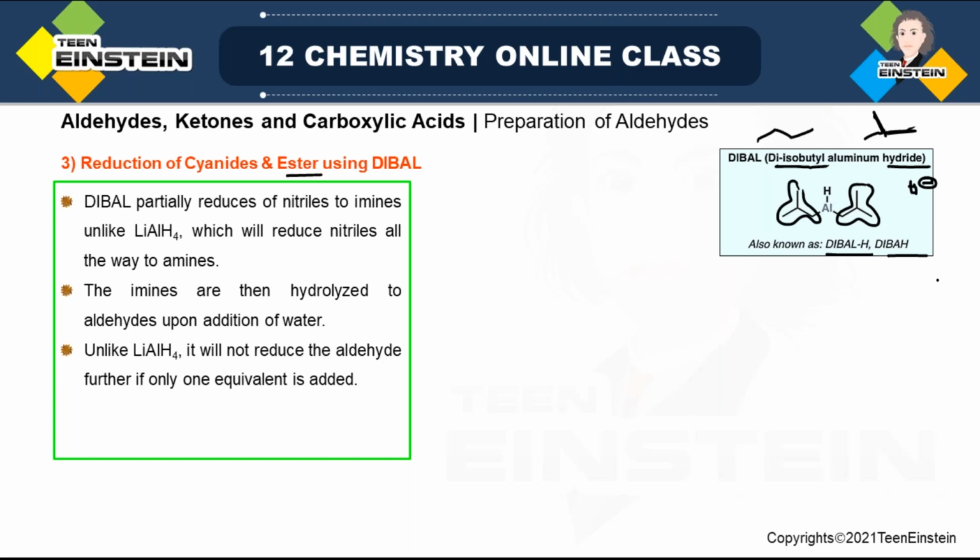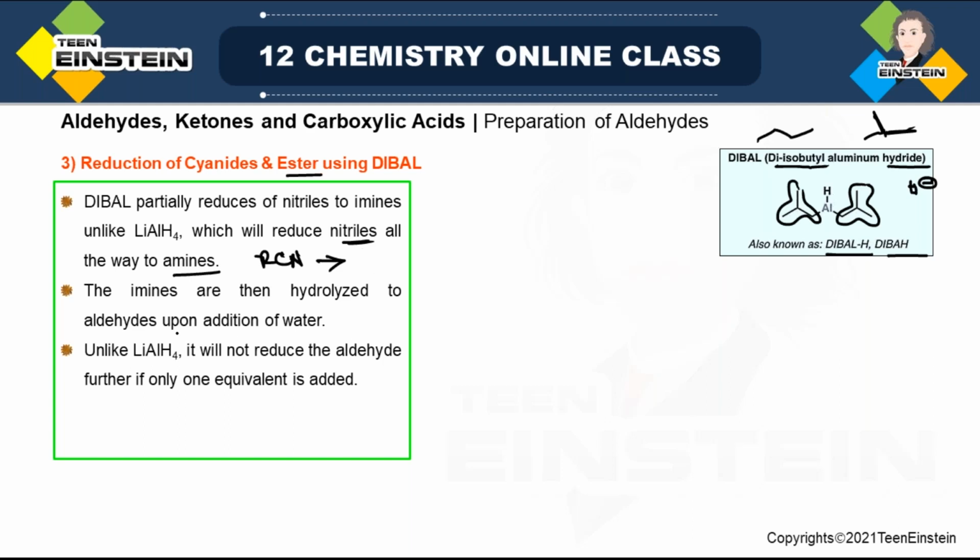Now, if you are thinking why we will use DIBAL, because there is another reagent, a very good reducing agent, lithium aluminium hydride. Why not use that? But the problem with lithium aluminium hydride is that its reducing capacity is so high, it will reduce nitrile all the way to amine. That is, nitrile is RCN, so it will end up with amine, but that we do not want. We want the reaction to stop at aldehyde, not at amine. So that is why we have to use a reducing agent which is not very reactive. It should have reactivity but not like LiAlH4. So that is why we are using DIBAL here.